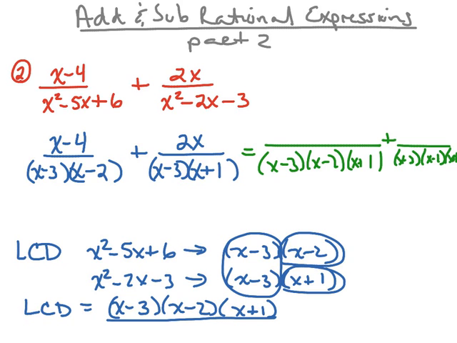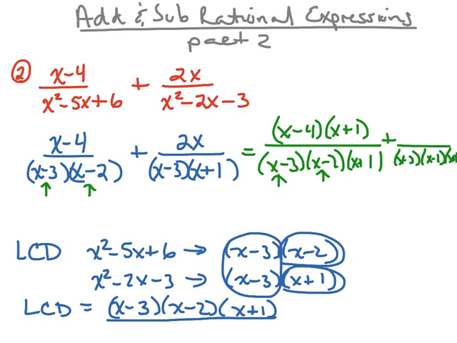Alright, so you'll notice that over here, we've got an x minus 4 for my numerator. But as we mentioned earlier, whatever I do to the bottom, I've also got to do to the top. So notice that I've got the x minus 3 and x minus 3. Notice I've got the x minus 2, the x minus 2. What I don't have is this x plus 1. So I'm going to need to multiply my numerator by an x plus 1. Because again, whatever I do to the bottom, I've got to do to the top.